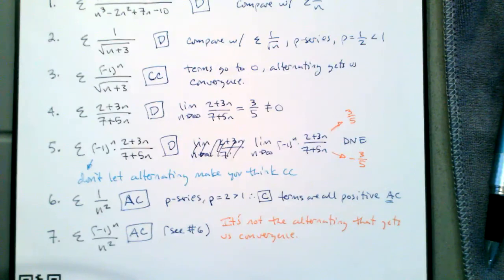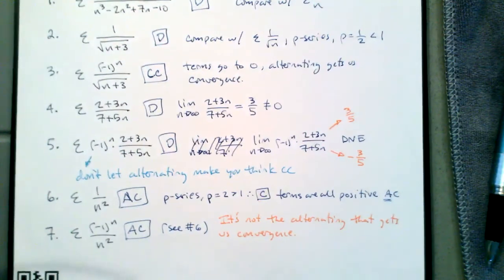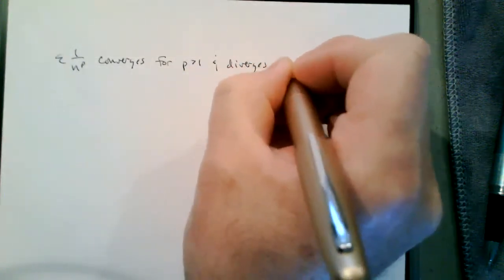Professor, could you explain that p series part again? The p equals 2 is greater than 1. So a p series converges. The series 1 over n to the p converges if p is strictly greater than 1. That's one of our results of the integral test. Got it. The series 1 over n to the p converges for p strictly greater than 1 and diverges if p is less than or equal to 1.